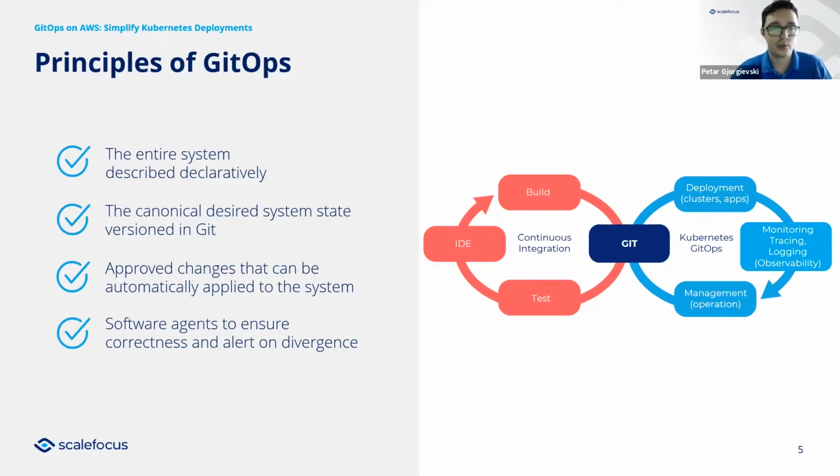Software agents ensure correctness and alert on divergence. This means that there's essentially an agent which always monitors both the current state of the cluster and the source of truth and alerts on any changes on either side of the configuration.